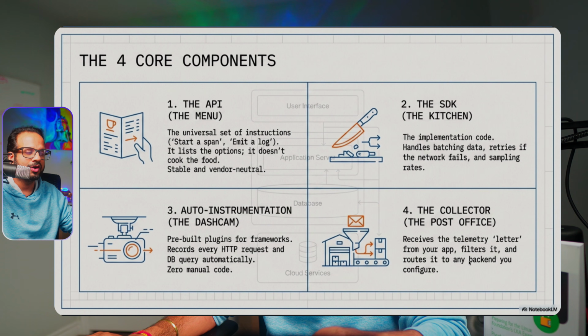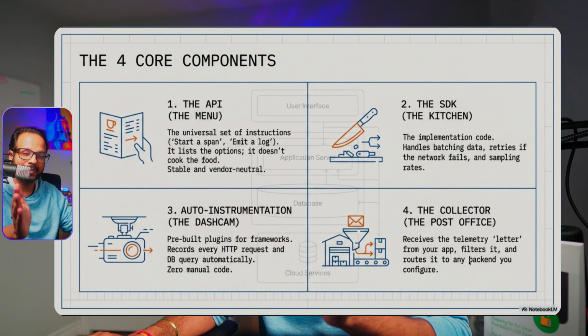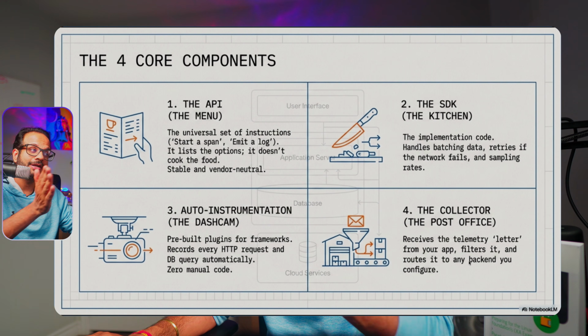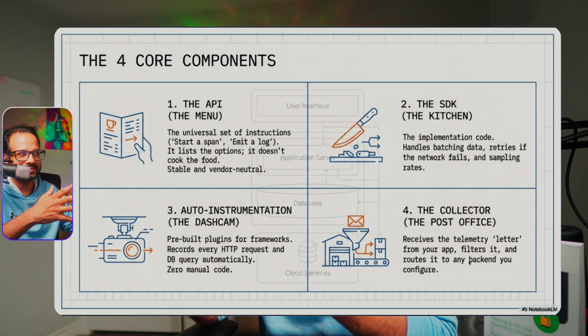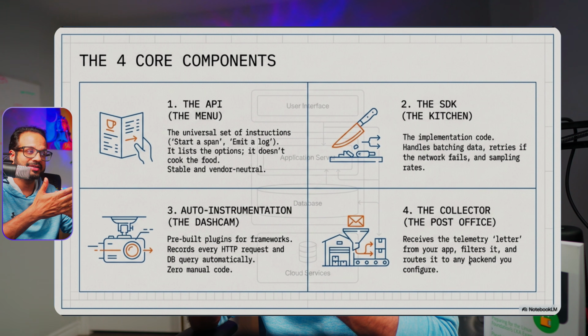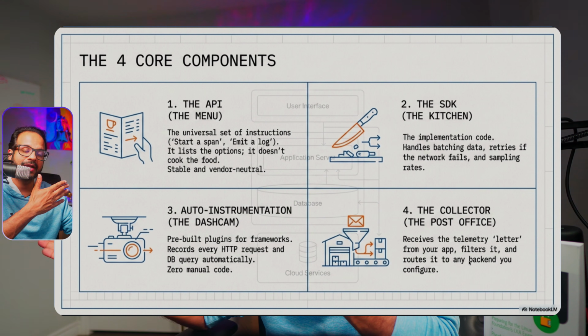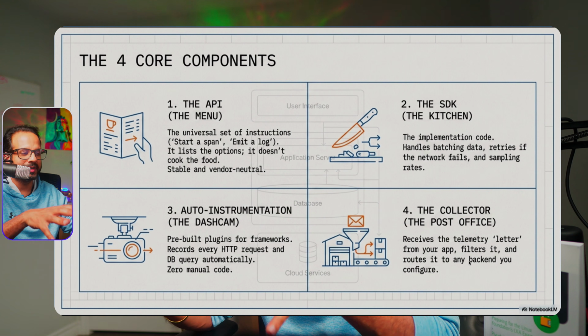Then we have the Otel collector. The Otel collector receives telemetry from your app, filters it, and then routes it to the backend you configure. Consider the collector as the post office. It receives your letter, filters which letters belong to which address, and then routes it to that backend. So these are the 4 core components of OpenTelemetry.